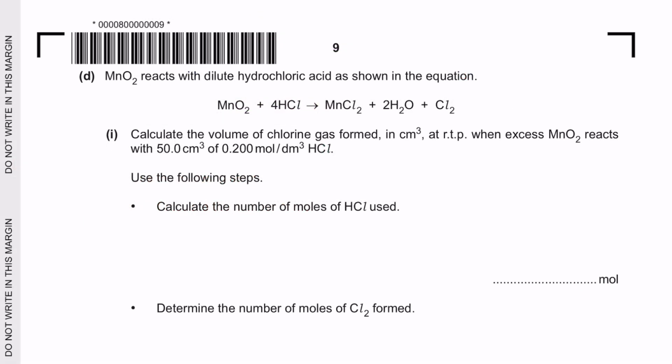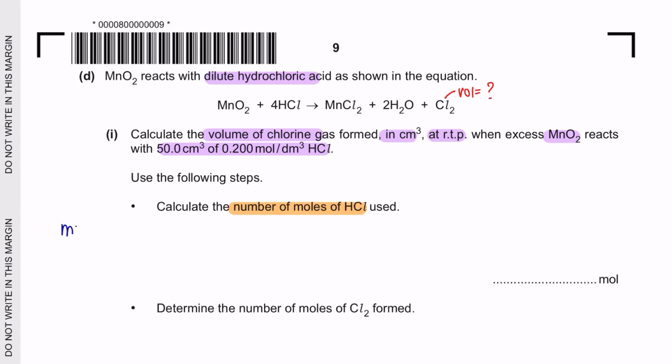Next, part D. Manganese oxide reacts with dilute hydrochloric acid as shown in the equation. Calculate the volume of chlorine gas formed in cm³ at room temperature when excess manganese oxide reacts with 50 cm³ of 2 mole per dm³ HCl. Use the following steps. Calculate the number of moles of HCl.